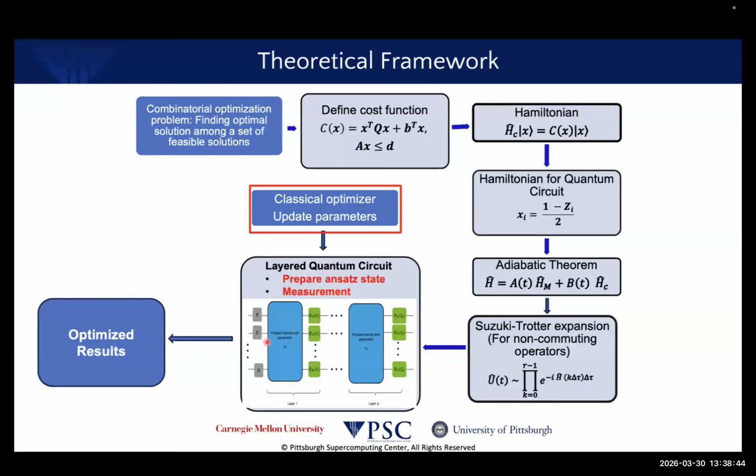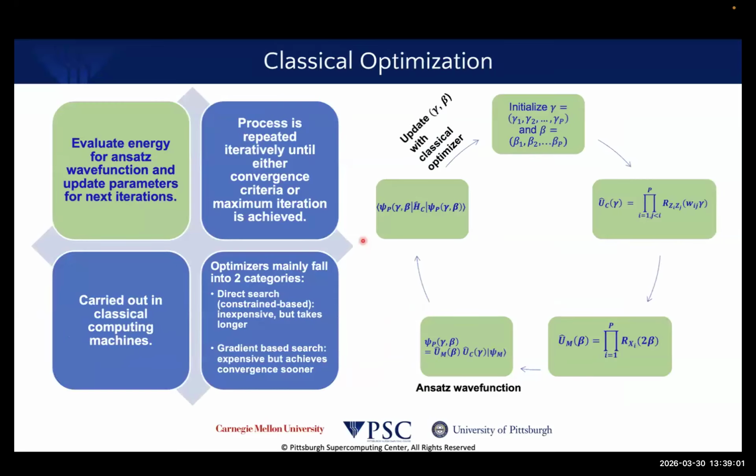So next, since we have prepared our state, we can also perform our measurement. Now the next step is to use a classical optimizer to check our result and then update parameters if needed. So basically, it follows these steps. We evaluate the energy for each ansatz wave function for different parameters, and update the parameters for the next iteration.